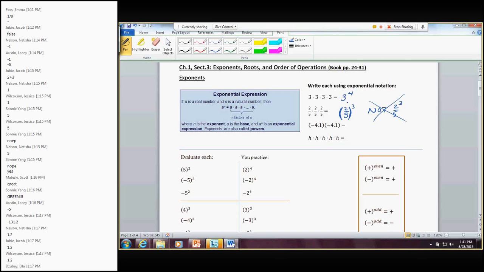So when you're writing in your homework, make sure you understand that. With fractions, put parentheses around it. Also, if you have a negative that you're multiplying by itself twice, make sure that whole number goes into parentheses. And again, not negative 4.1 squared.